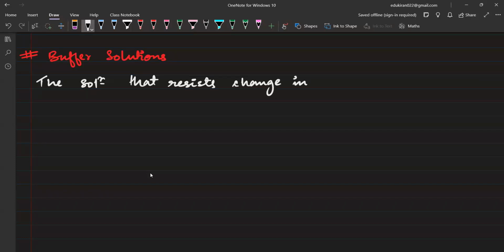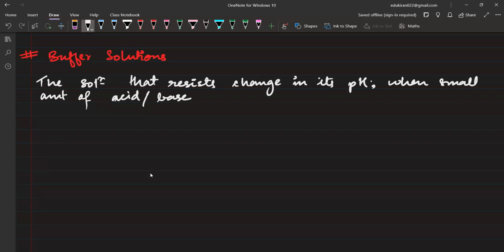Change in its pH will be better. In its pH, when small amount of acid or base is added to it. Okay, small amount of acid or base is added to it. Okay. One thing to keep in mind here, please, is that a buffer solution will have its own pH. It's not necessarily going to be 7 or 8.